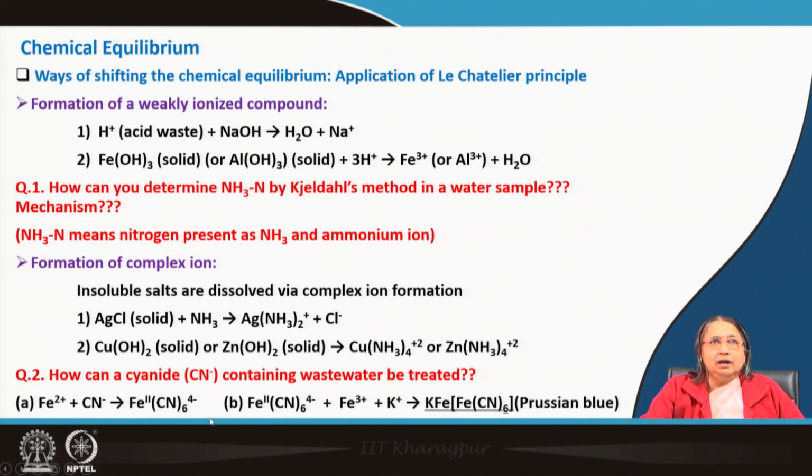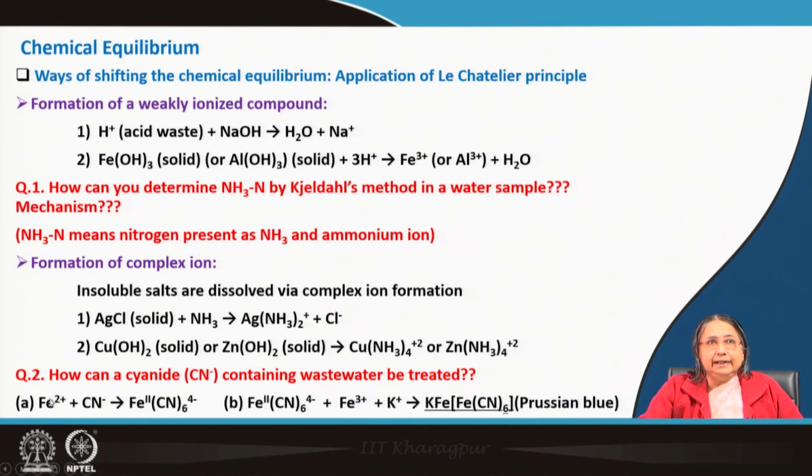Now, there is also the formation of complex ions. For example, silver chloride, when we treat it with ammonia, forms the silver amine complex, or copper hydroxide, when we put it with ammonia, forms the copper or zinc amine complex. So, by forming a complex ion which is soluble, we can make the reaction complete, we can drive the reaction towards the forward direction.